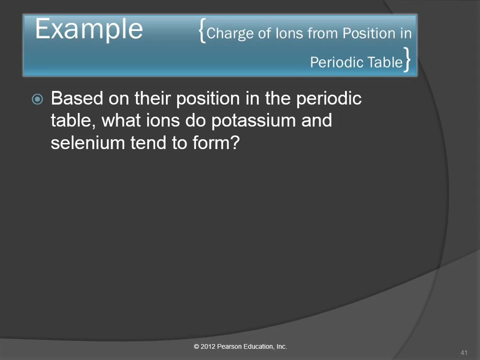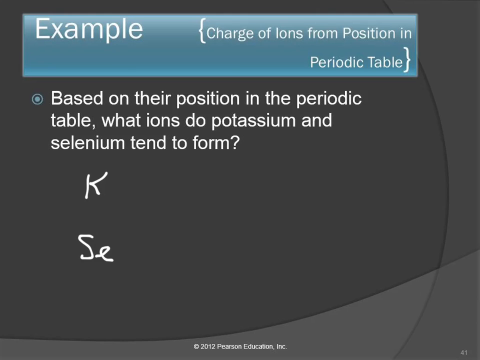Okay, so based on the position in the periodic table, what ions do potassium and selenium form? Well, first we need to know what the symbols for those guys are. Potassium is K, and selenium is Se. So let's do potassium first. Find it in the periodic table. It's way over there on the left in group 1, right? Is it a metal or a nonmetal? It's a metal. Metals lose electrons and form positive ions, cations. So potassium is going to lose 1 or more electrons.